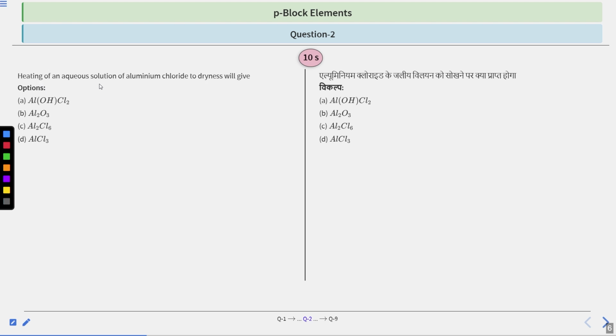Heating of an aqueous solution of aluminium chloride to dryness will give. So we are asked that if we heat the aqueous solution of aluminium chloride to dryness, what product will it give. The options are AlOHCl2, Al2O3, Al2Cl6 or AlCl3. You have 10 seconds to solve this question. After that, we will see the correct answer.